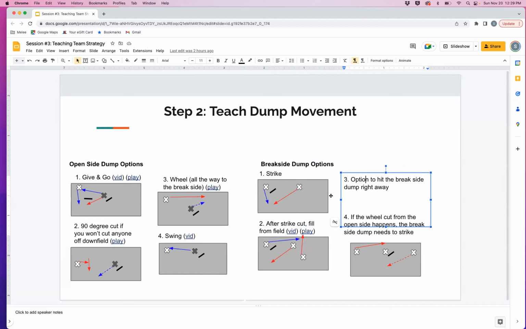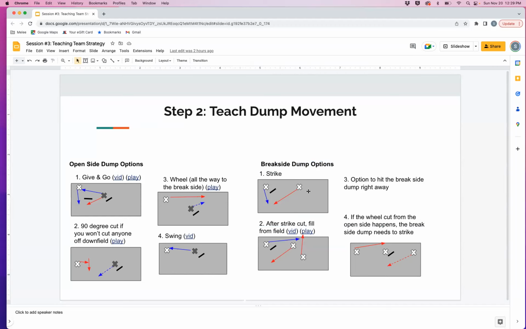Again, break side is not super complicated. There's really only two options: the strike cut or the immediate swing. One strategy you can have is after a strike cut, you can tell your team, and this is what we do in Texas, to have a fill into that space from the field, and that's something that you can drill.